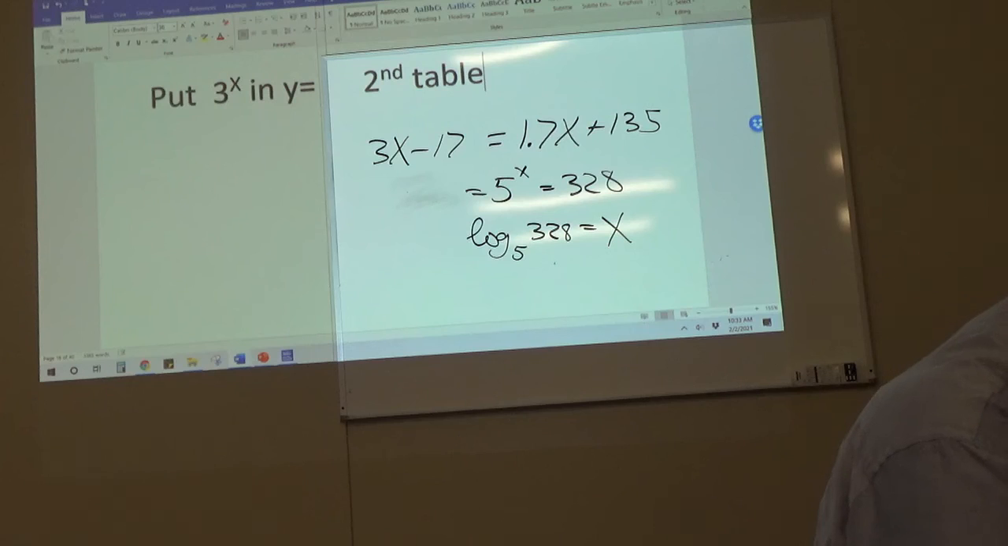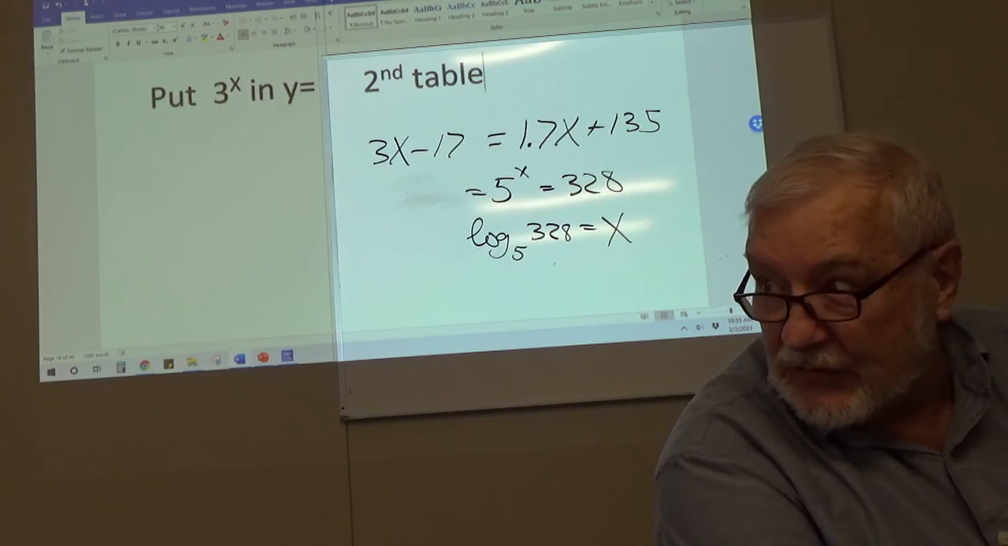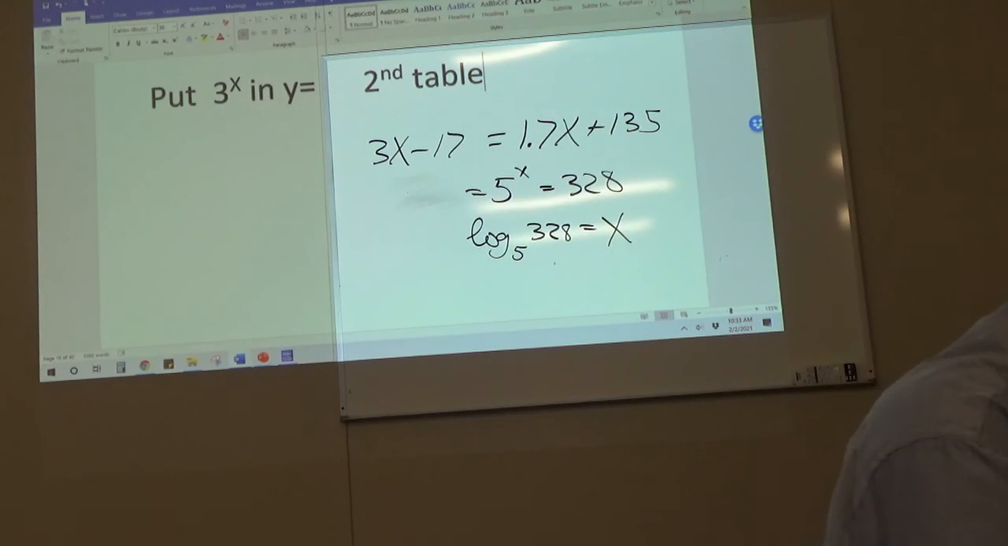Okay, next one, R9. Find J. Okay, change 9A to an exponent. What's the base number? 27, raised to what power? 2/3 equals J. So it's just calculator work after you change it.